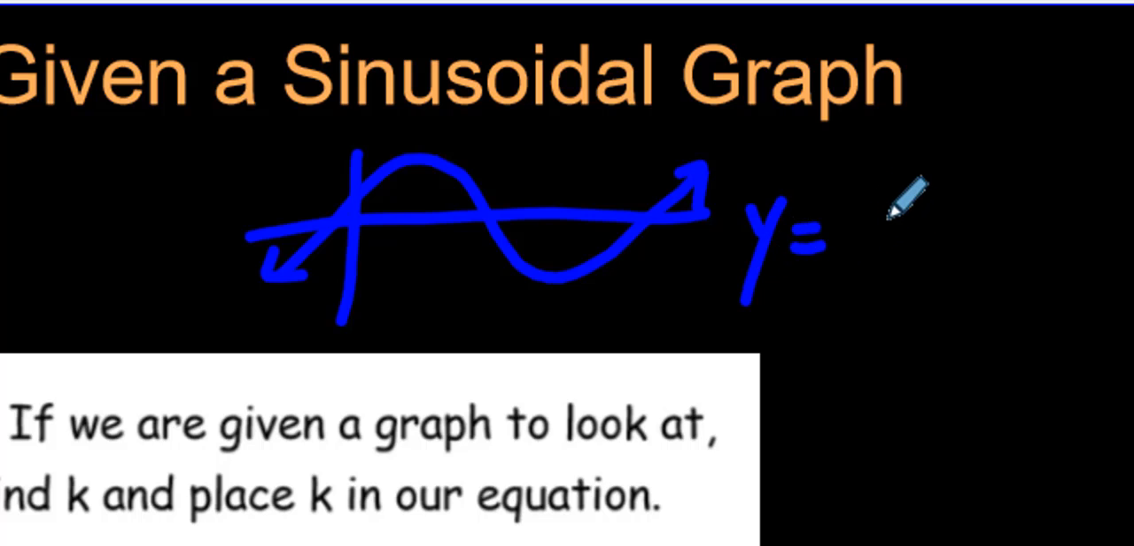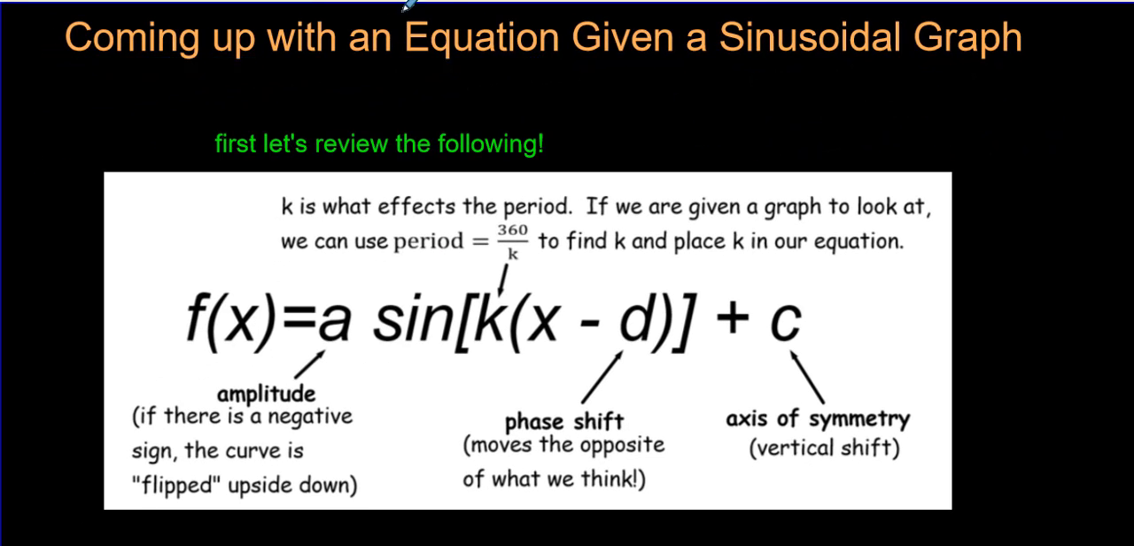being something like y equals, it'll have sine or cosine in it, and it'll have numbers all around, maybe brackets, that if you were to type that into Desmos, or if you were to graph it using graphing paper, you would come up with that same picture or graph that you had just looked at. Okay, so we're going to figure out how to do that in this video.